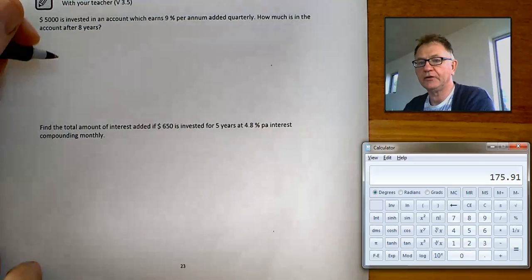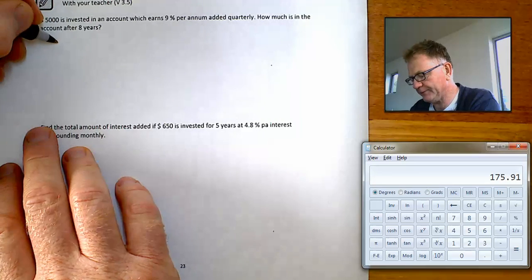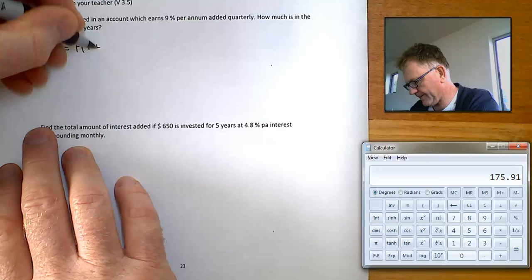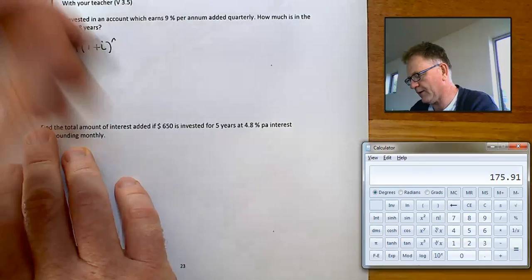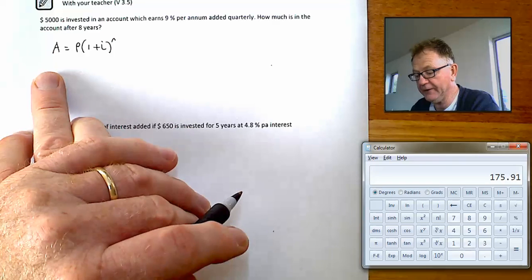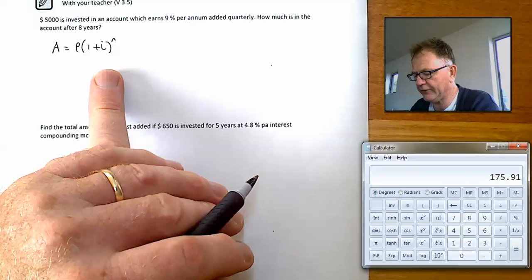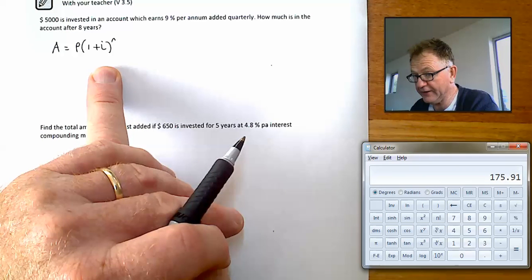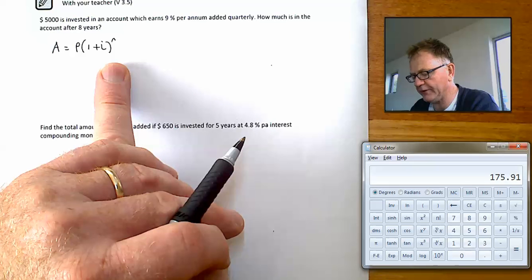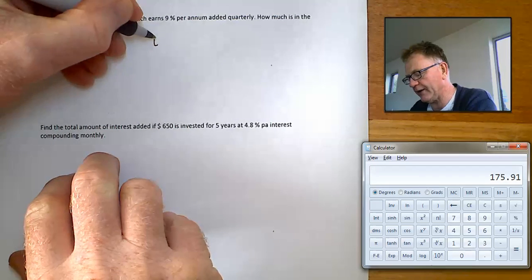These questions concern compound interest. So the formula that we're going to use is this one. When you're using this formula, A is the amount in the account at the end, P is the principal, the amount invested, I is the interest rate per period as a decimal, and N is the number of times that interest has been added.